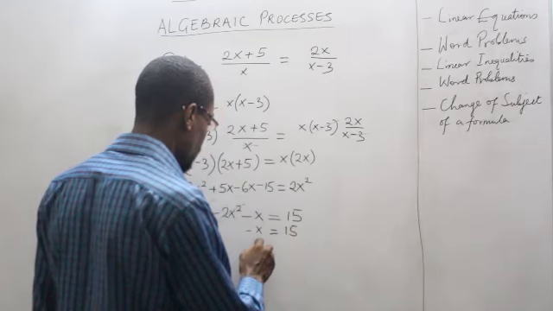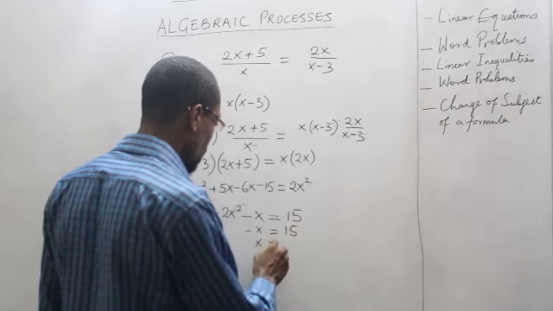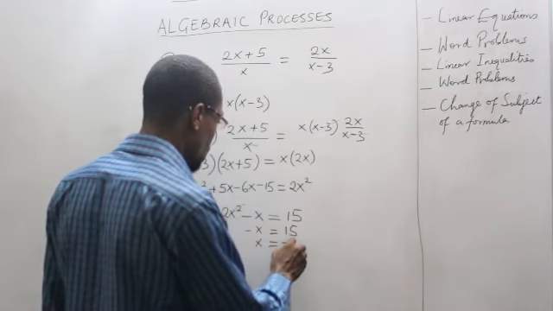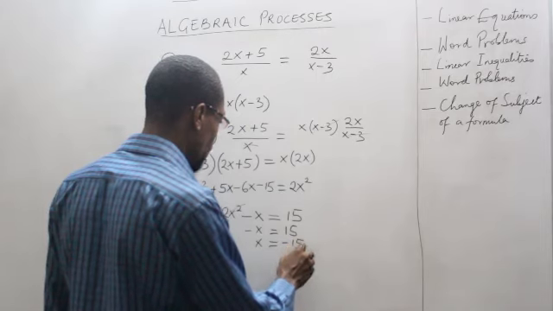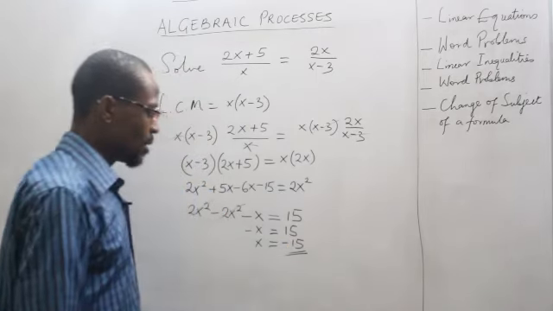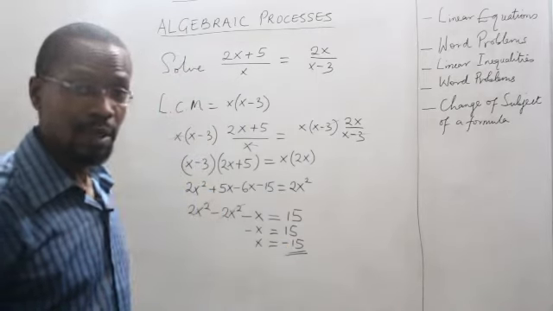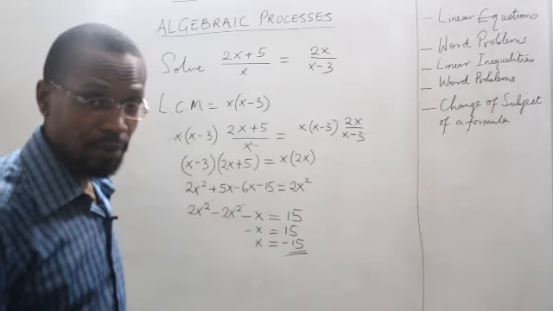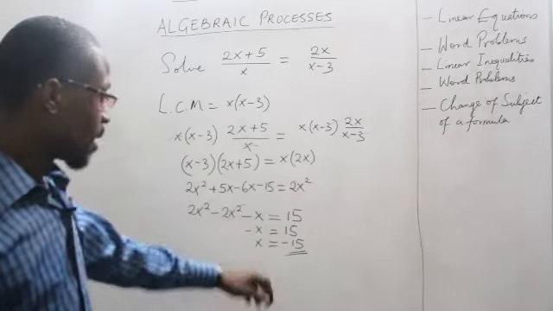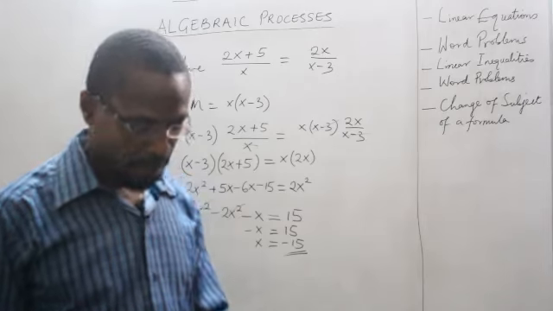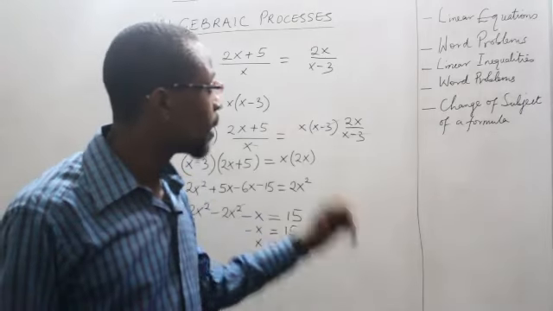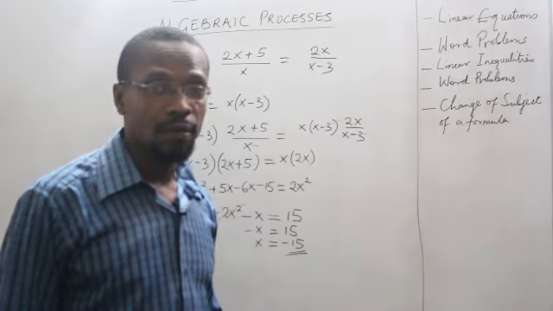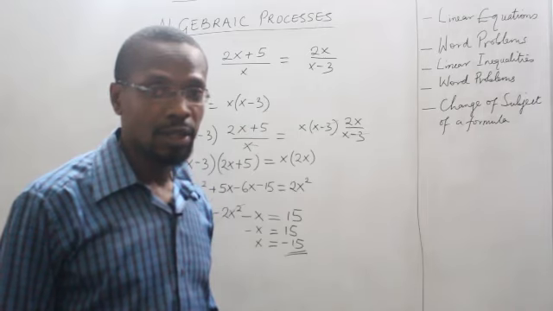When we multiply both sides of the equation by minus 1, our answer becomes x equals minus 15. Can you see that life is simple? Very simple. So that's our final answer. Now we'll look at problems involving linear equations.